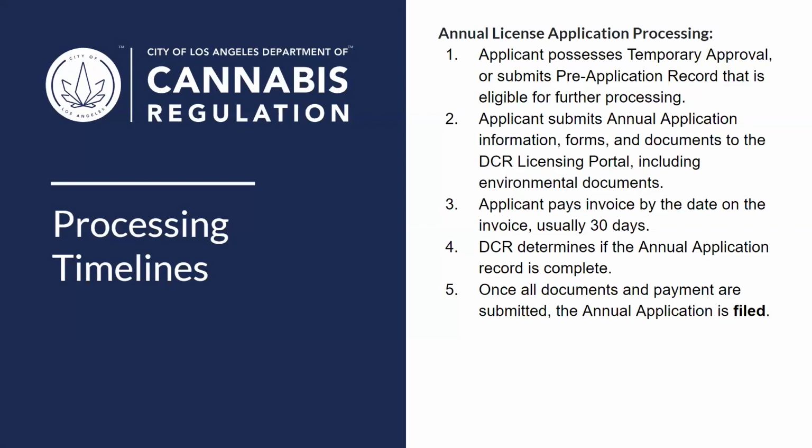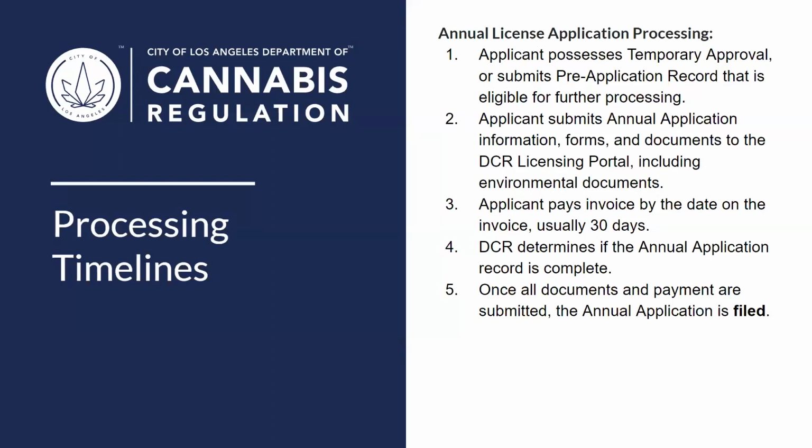Within 30 days of it being deemed filed, DCR is required to send a notice of complete application by email to the applicant. And then again, from that step, DCR will have 90 days to either deny the issuance of a license without a hearing or issue the annual license with no hearing.